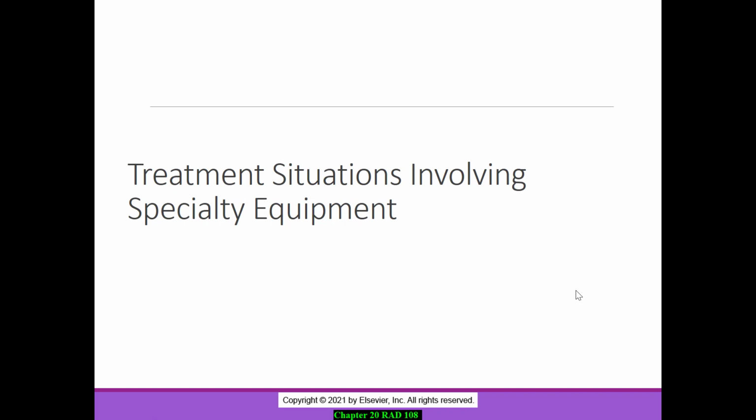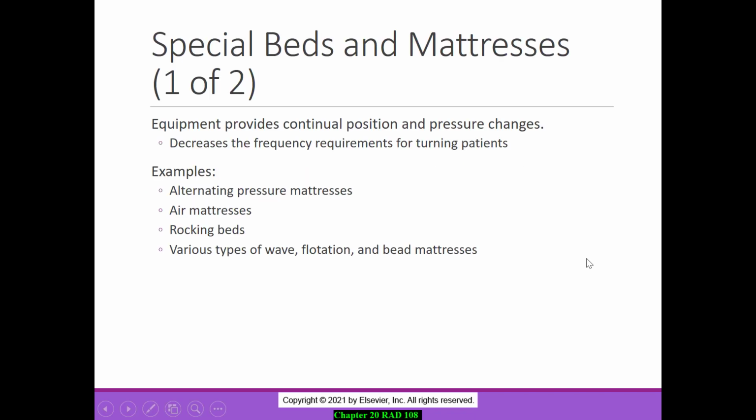Okay, so now let's take a look at some of the treatment situations that are going to involve specialty equipment. So in here we do have special beds and mattresses. So this equipment is going to provide continual position or pressure changes for patients. So some of them will have an alternating pressure mattress. They'll have air mattresses. They may have a rocking bed.